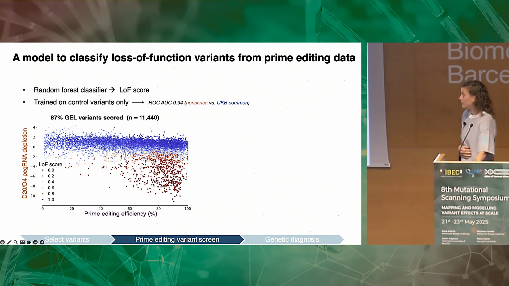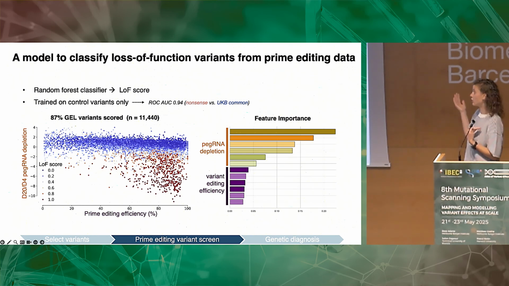If we look at the model features, the most important ones on the top are all the pegRNA depletion features, followed by the variant editing efficiency. And the cleanest time points and replicates tend to be on top.